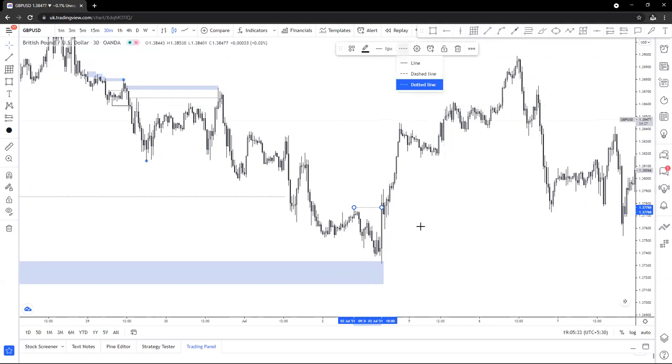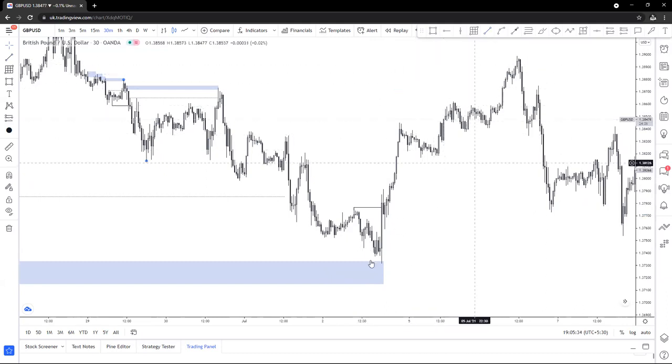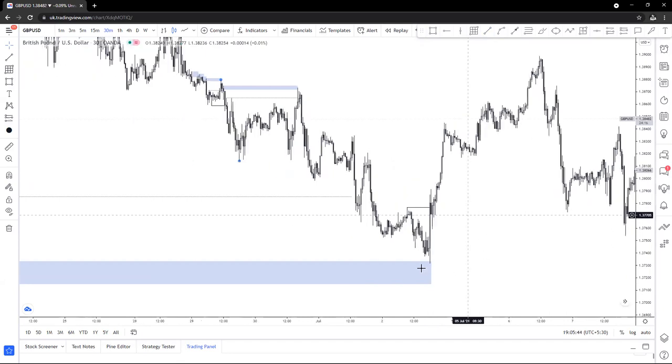Now this has to be a strong low. Why? Because it took out liquidity and then it broke structure. And on the weekly time frame, we were in a discounted price. You see price.